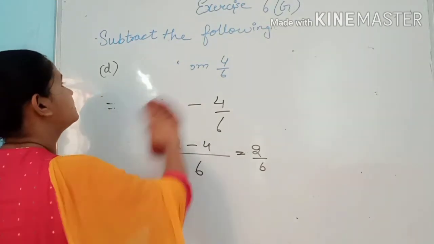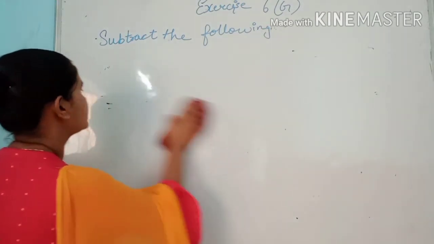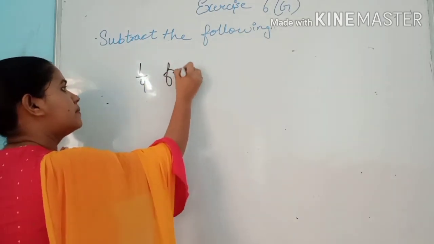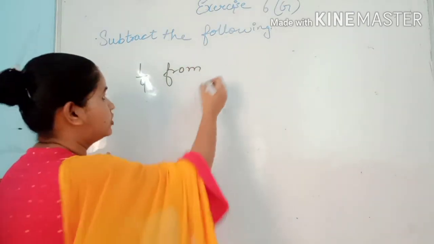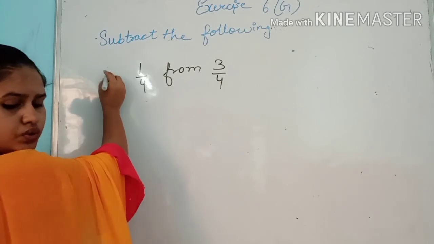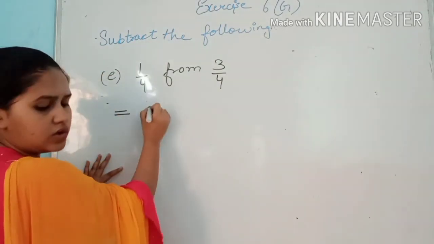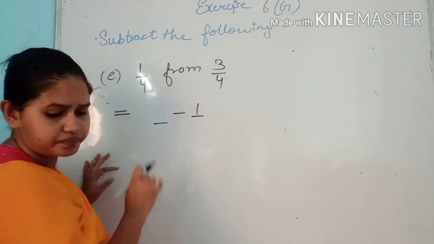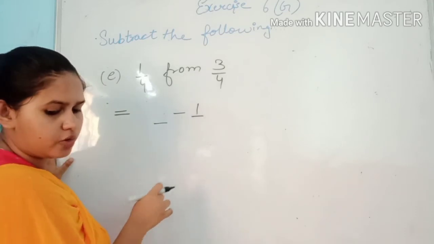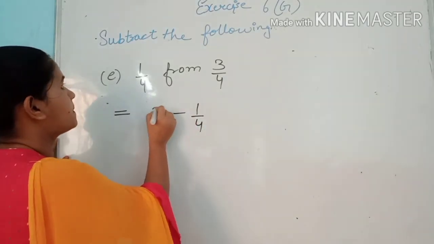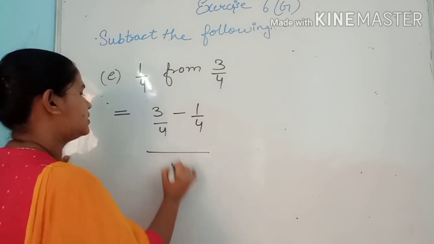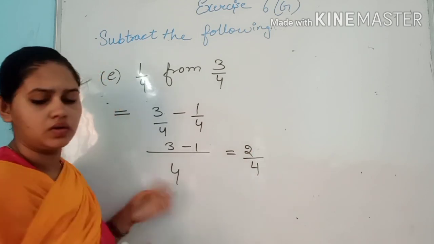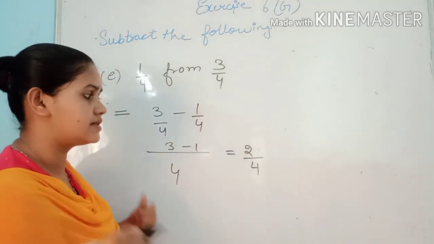Now come to the next one. Which one is E? Okay students, let's do the E sum, which is 1 by 4 from 3 by 4, right? So you can see we are going to do our E sum. Okay, 3 by 4 and 1 by 4. Take the common denominator. 3 minus 1 equals 2, and this one is 4. Okay, so the answer is 2 by 4.